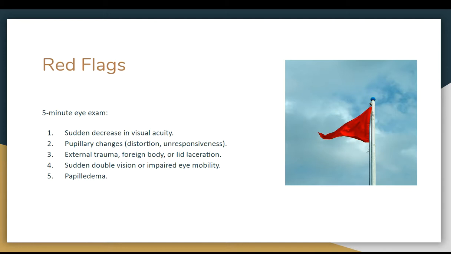So specifically, when you're doing each of these things, you want to be aware of any sudden decrease in visual acuity that the patient has experienced, any changes in the pupil, such as distortion in the shape of the pupil or a lack of responsiveness to light, any external trauma, a foreign body, or the presence of a lid laceration. You want to be assessing the patient for sudden double vision or impaired eye mobility. So this is when you're doing your cardinal fields of gaze and other testing for peripheral vision, etc.